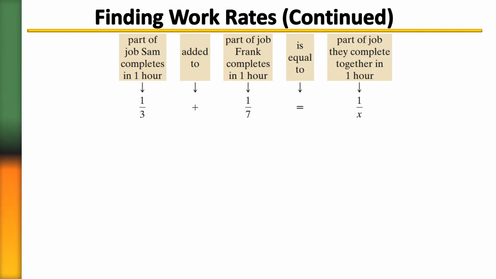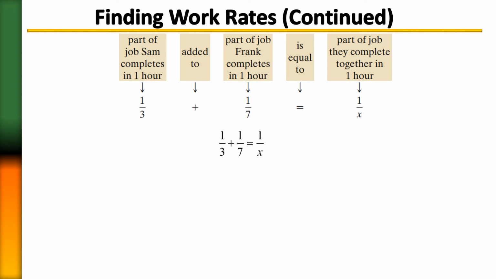So here, the part of the job that Sam can complete in 1 hour would be 1/3, recall, because he can do it in 3 hours, but in 1 hour it'd be 1/3, plus the part of the job that Frank can complete in an hour, that would be 1/7. That's going to be equal to the part of the job that they can complete together in an hour, and that would be 1 over x. So there's my equation. And once you get your equation, step 1, when you have a rational equation, recall you have to find the LCD.